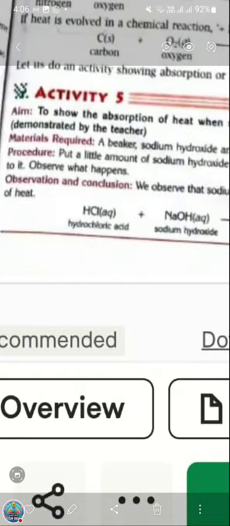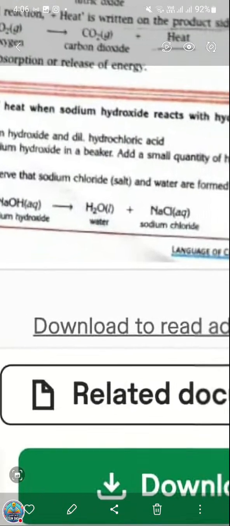Okay, let's learn the activity to show the absorption of heat by sodium hydroxide.